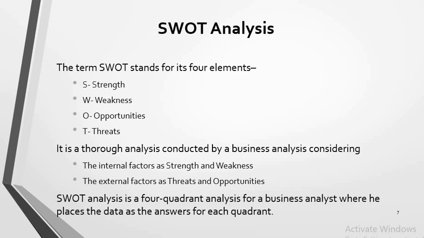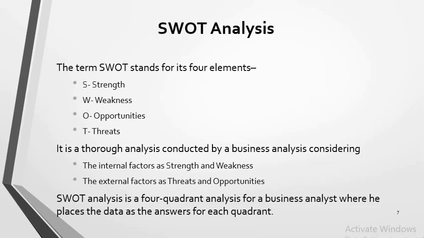The term SWOT, this is a capital word, and SWOT stands for S for strengths, W for weaknesses, O for opportunities, and T for threats. The strengths and weaknesses are the internal factors of the organization that are affecting the organization, and the opportunities and threats, the last two alphabets, denote the external factors, the threats and opportunities to the organization.